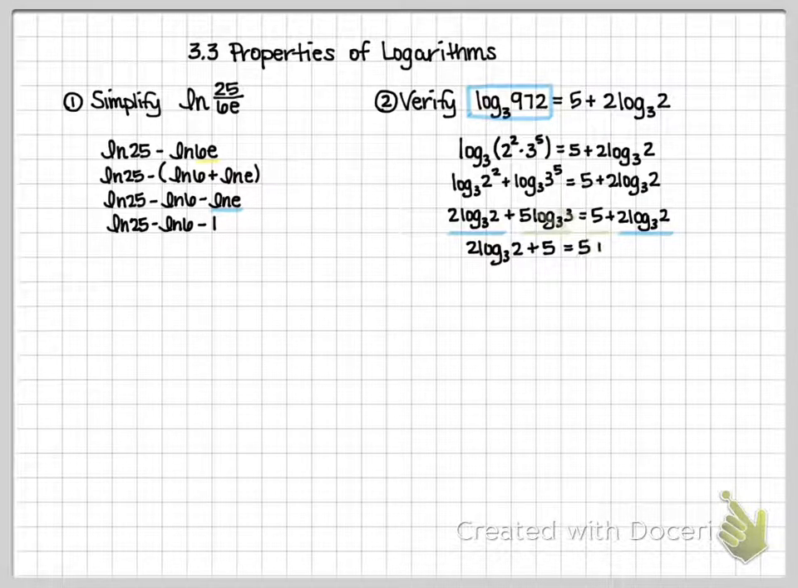And then I get 5 plus 2 log base 3 of 2. Everything on the left-hand side should look identical to everything on the right-hand side. And this does. So I'm happy. That's my proof. Let's take a look at the next slide.